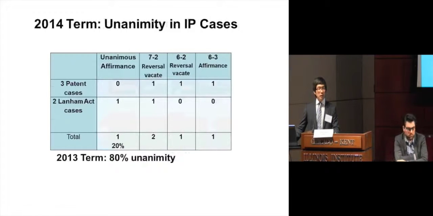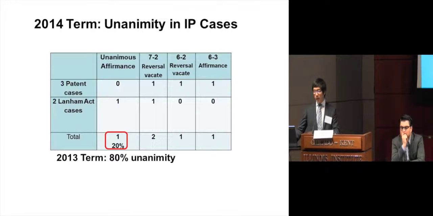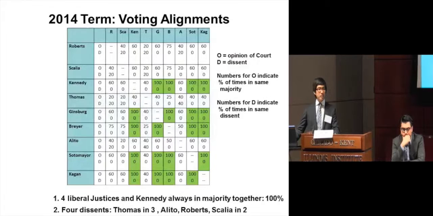How about unanimity of the court? 9-0 decisions or 8-0 decisions. It went down a lot this past term. Only one case was a unanimous decision, and that was the tacking case, the first case that we discussed at this conference. And that is down a lot from the year previous, in which there were 10 cases and 80% of them were unanimous.